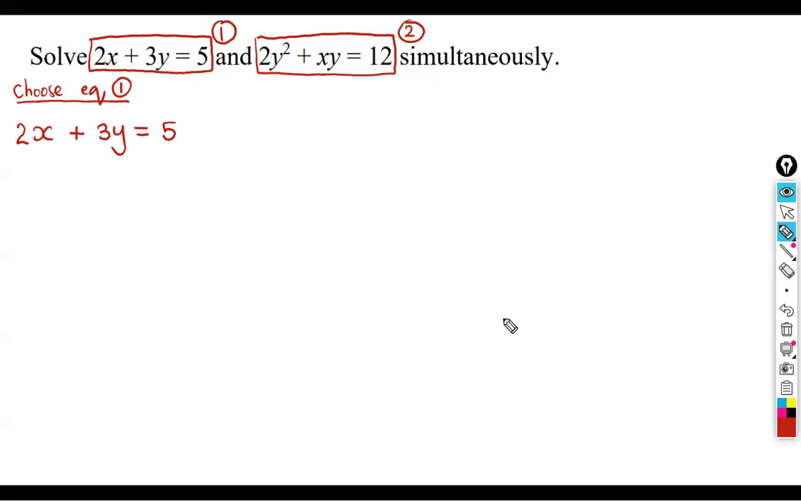And when you choose equation 1, you have a choice. It's either you make x the subject or y the subject. Which will be easier to make the subject, or which one is the better choice today? Both of them have a number in front of them. The X has a 2 and the Y has a 3.